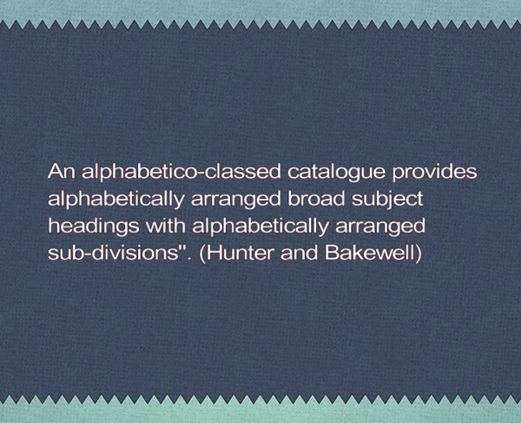Hunter and Bakewell: A catalogue of this kind consists of an alphabetical sequence of mutually exclusive broad subject headings, under each of which appears a further alphabetical sequence of subheadings. The process of alphabetical divisions can be carried down to the degree of minuteness required by the material being catalogued.